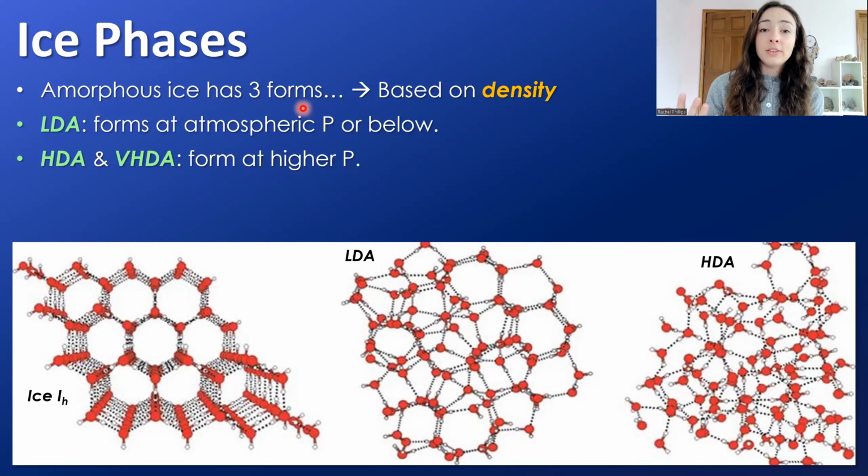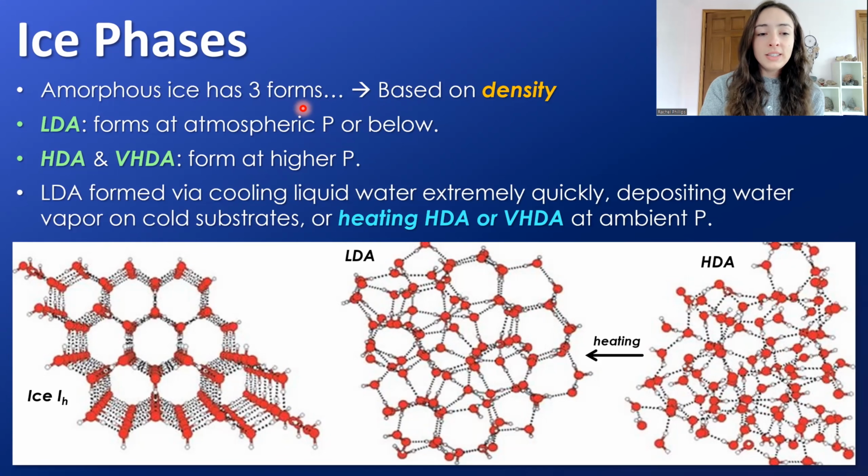However, HDA and VHDA, let me sit here for a second while you guess what that means. It just means very high density amorphous ice. Those are formed at higher pressures, obviously, because if you have higher pressures, you'll form a more dense structure. LDA can be formed by cooling liquid water extremely fast, or depositing water vapor on cold substrates, or even just by heating HDA or VHDA at ambient pressure.